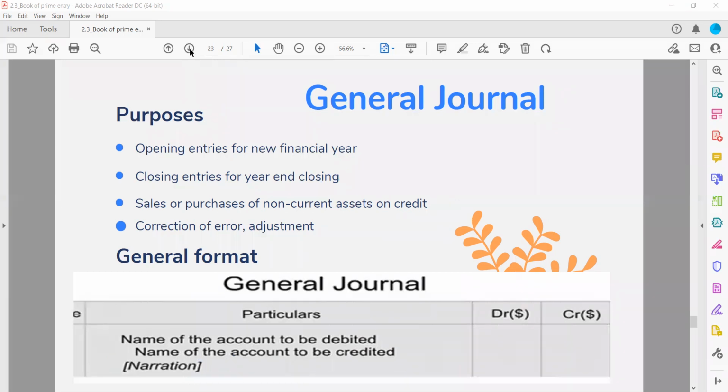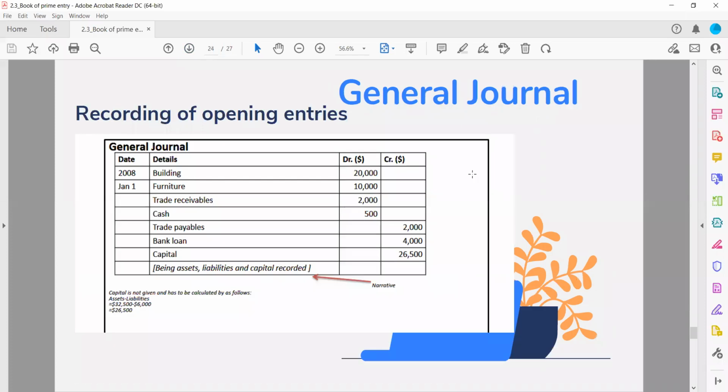Okay, let's move on. This is one of the formats for the opening entry, how we record it. We normally put in all the assets first, all the assets on the debit side. And then on the credit side, we have the liability and the balancing figure, which is the capital. So this is called the narrative: being asset and liability and capital recorded.